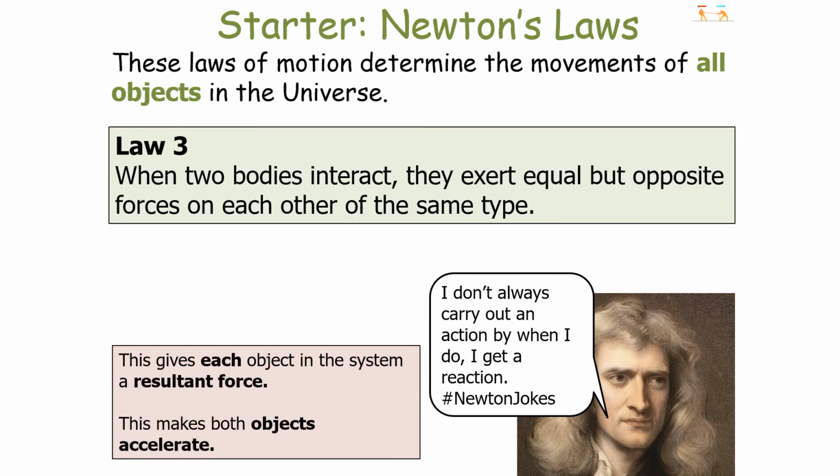Now the third law is that when two bodies interact, they exert equal but opposite forces on each other of the same type. This gives each object in the system a resultant force. This makes both objects accelerate.